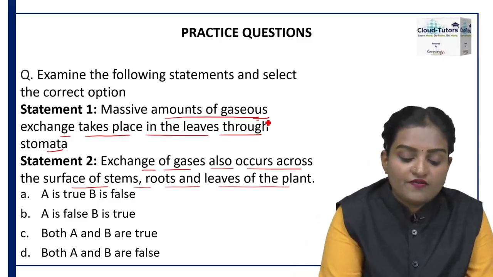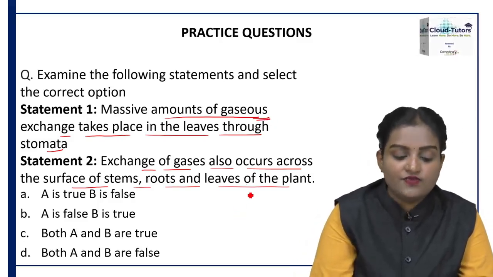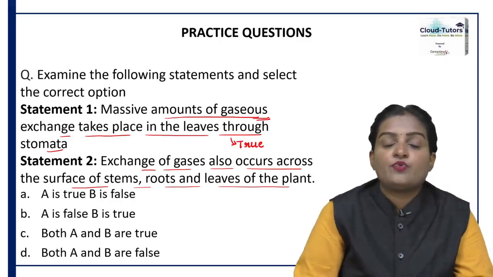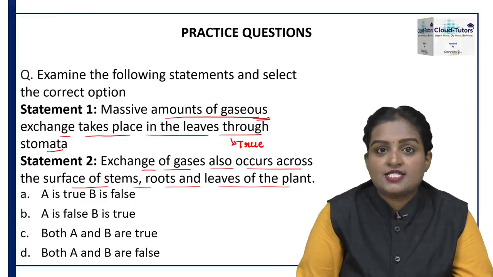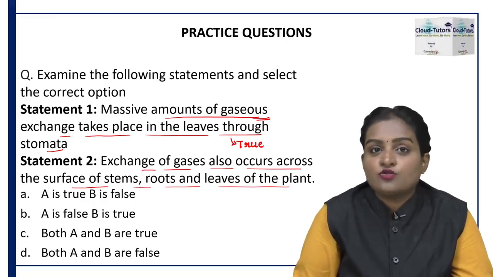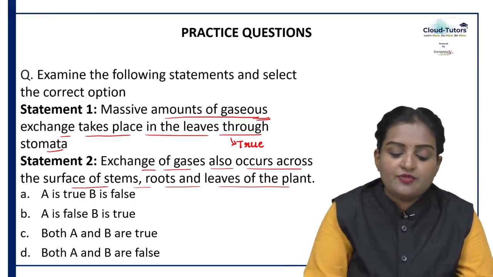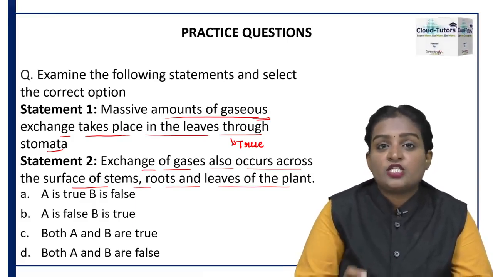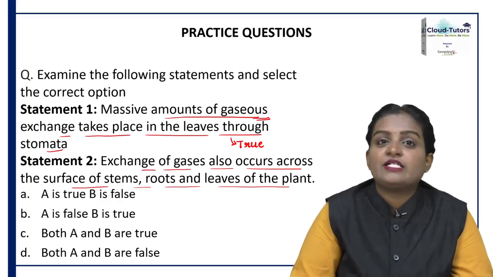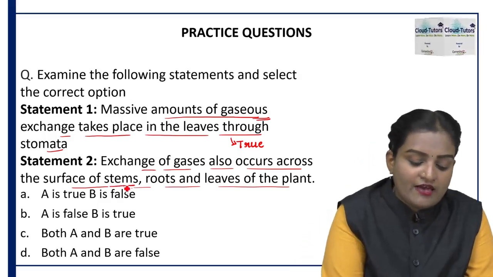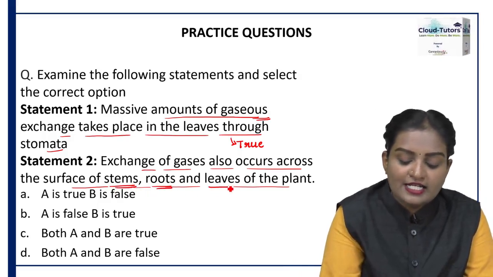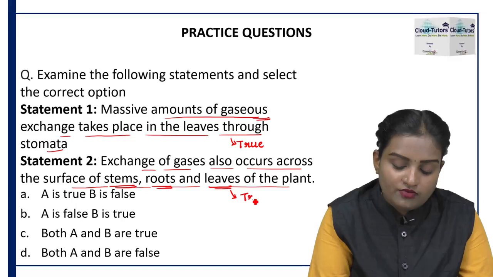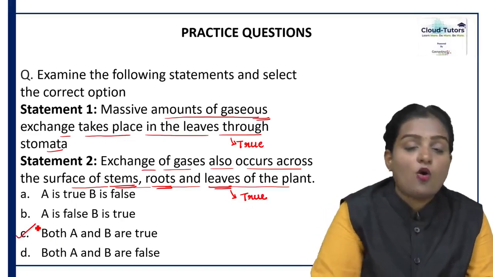So massive amount of gaseous exchange occurs in leaves through stomata is true, because stomata is the opening pore which can allow gaseous exchange, and it is open throughout the day. Statement 2 is also true, because each and every organ in the plant body will meet its own oxygen demand. Stems have lenticels, roots have root hair cells, and leaves have the stomatal pore. So this is also a true statement. So correct answer will be option C.